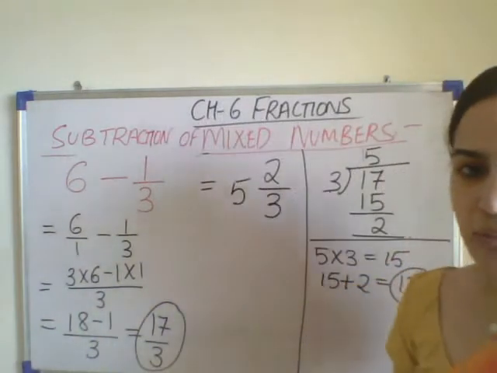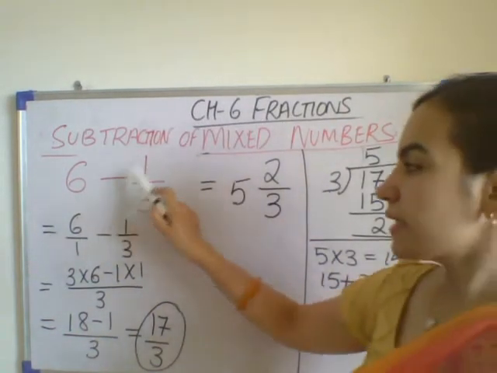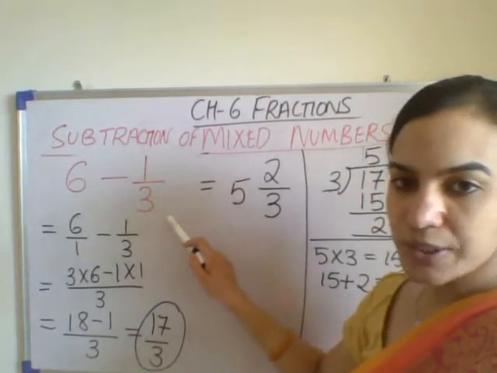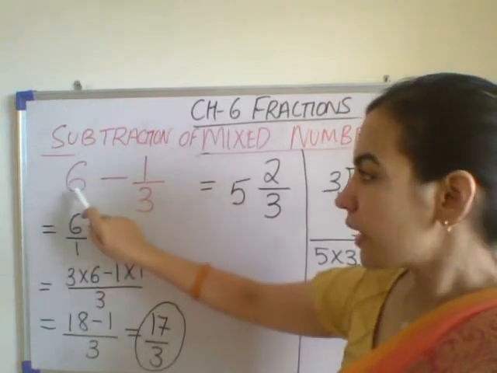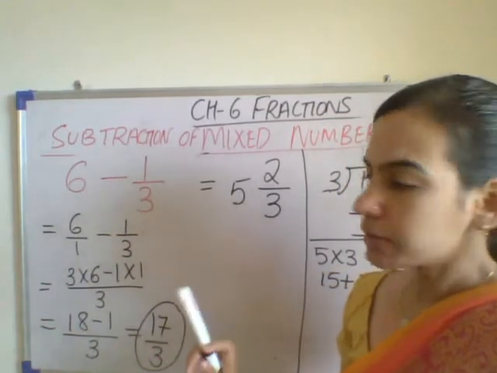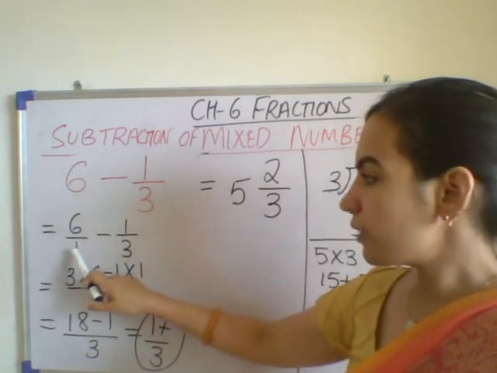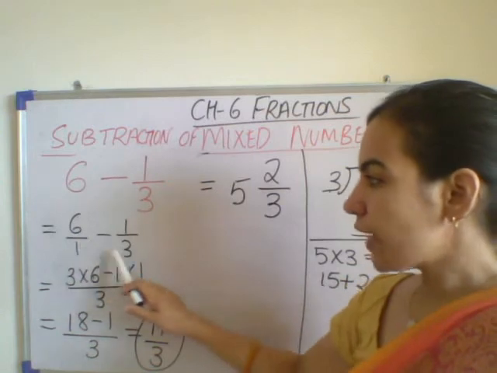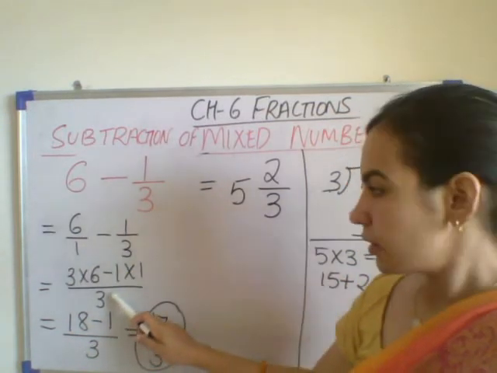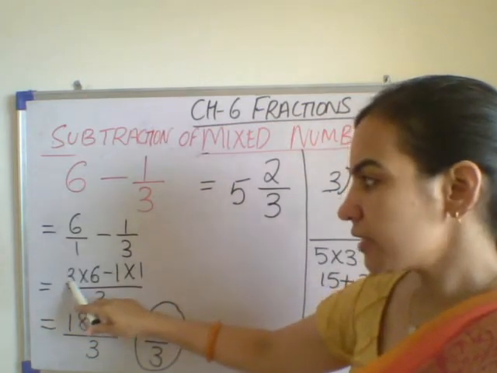So let us revise this question now. 6 minus 1 upon 3. How will you subtract a fraction from a whole number? Here only 6 is there. In the denominator no number is there, so we can write 1 in the denominator. Then for 1 and 3 you have to find the LCM. That is 3. Then you have to divide 3 by 1. You will be getting 3.